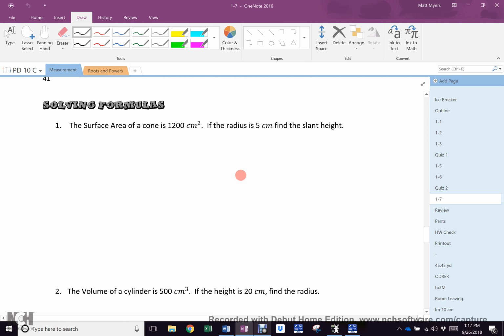All right, ladies and gentlemen, surface area of a cone: SA equals pi r squared plus pi r slant. Surface area is 1,200. Radius is 5. Find the slant height, S. That means you isolate S.